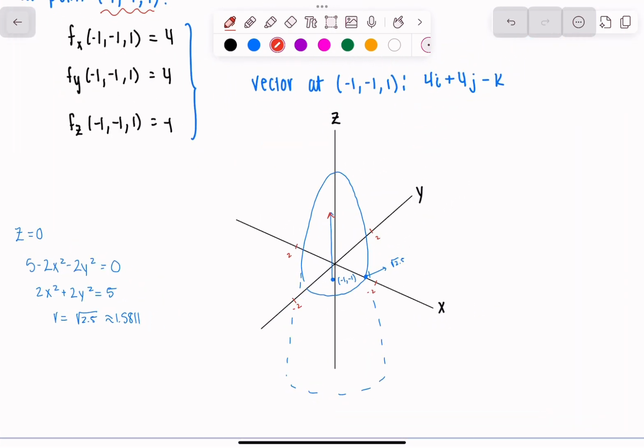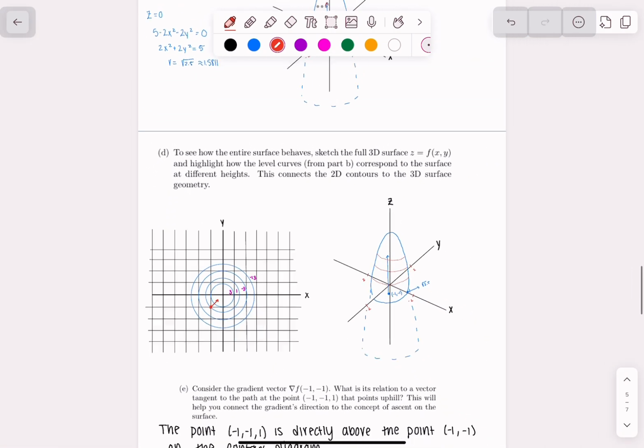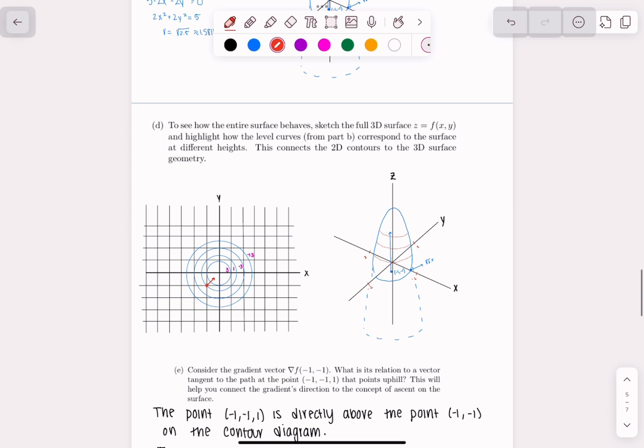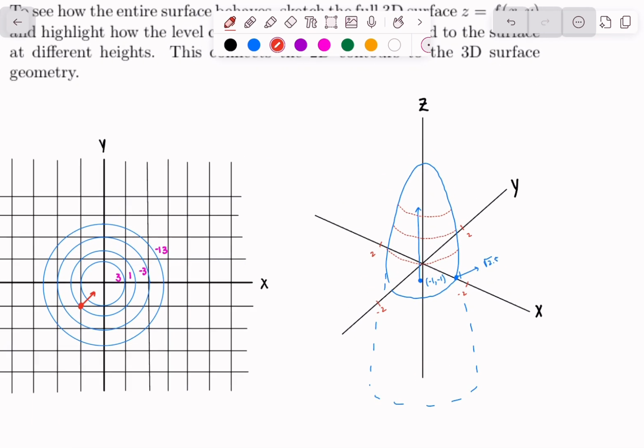Now for part D, we're going to compare our contour diagram and our 3D diagram. We see that I drew little contour lines with the red dash on the right diagram that represent the lines that are in the 2D graph. So same thing, but just in a different dimension. And we see that as the circles on the contour diagram get smaller, we're rising, we're going further towards the peak of the graph.